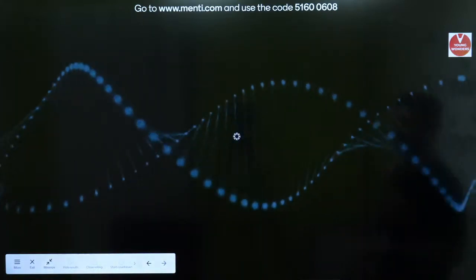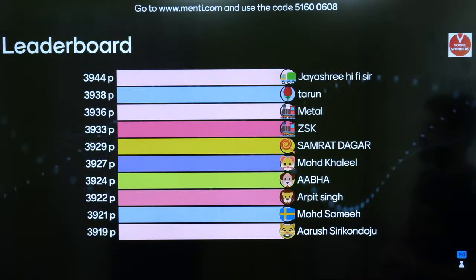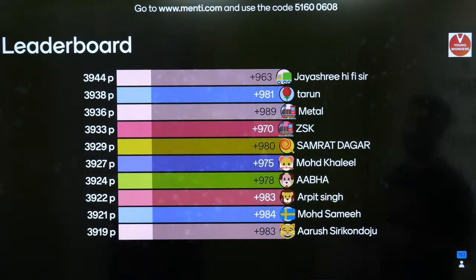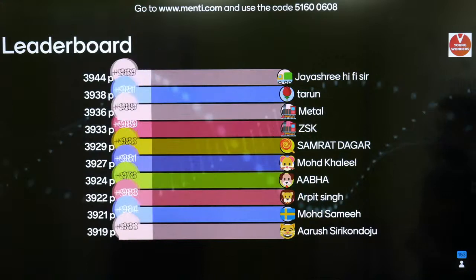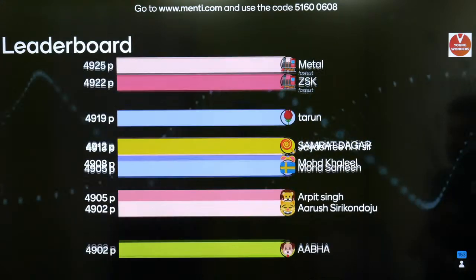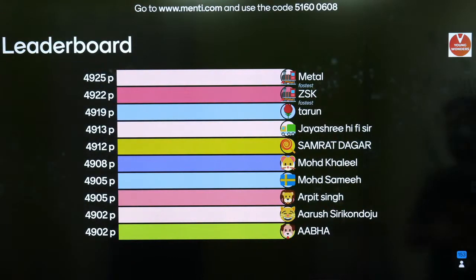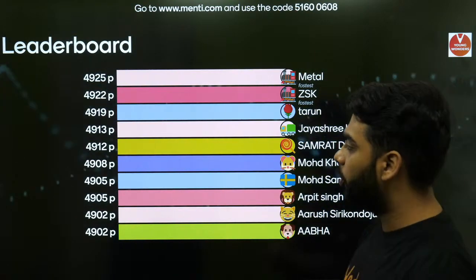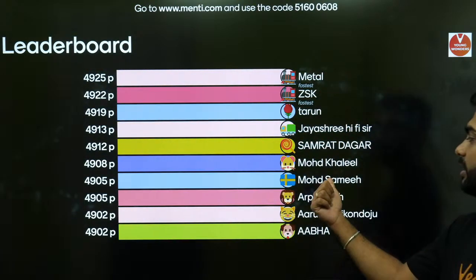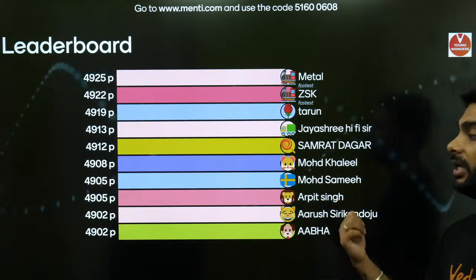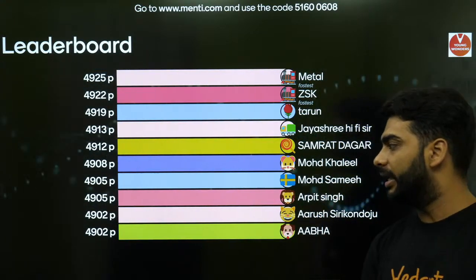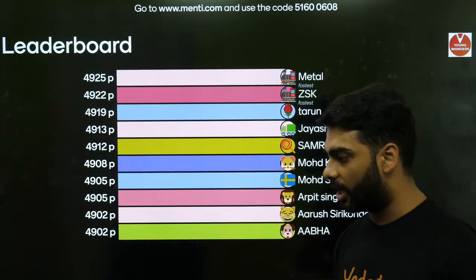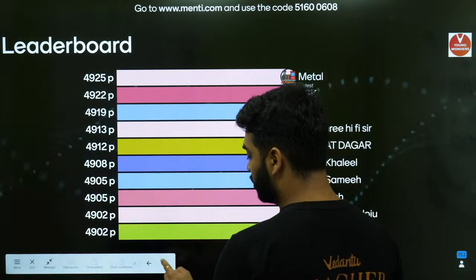And इसी के साथ हम आगे बढ़ते हैं हमारे superstars के साथ, जो हमारे पास है जयश्री मैडम, तरुण सर, मेटल सर और मैम पतानी, ZSK सम्राट सर, खलील सर, आभा मैम, अर्पित सर, समी सर एंड आरुष सर. चलो Metal and ZSK, you are the fastest. Metal is leading the leaderboard by 3 points and we have a tie between Samish and Sami and Arpi. Chalo, bahut badhiya, right? And even Arush and Abha. Chalo, aage badhe.